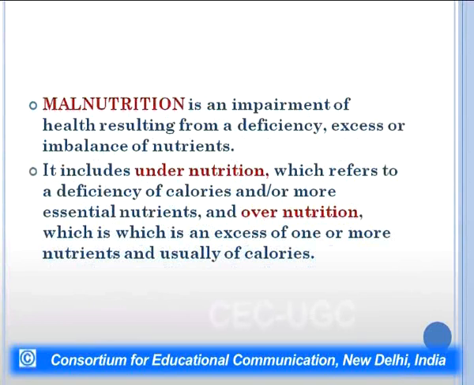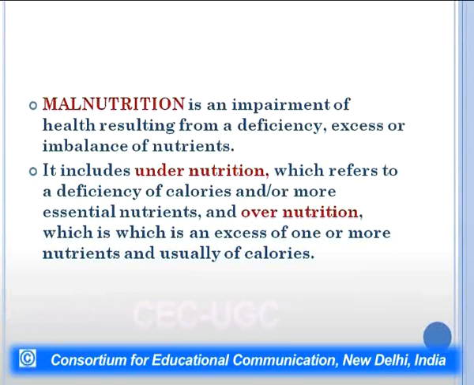Then comes malnutrition. Malnutrition is an impairment of health resulting from a deficiency, excess or imbalance of nutrients. So malnutrition means when nutrition is not normal. It may be excess of nutrients or it may be undernutrition, that is lack of nutrients. So it is in a way excess or imbalance of nutrients.